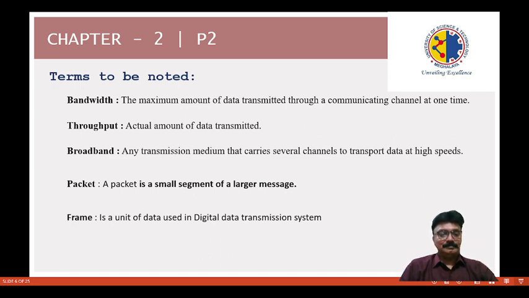Then frame, as I told already, is a unit of data used in a digital data transmission system. A unit of data. Generally frames will be in 32 bits, and we'll see that in our further slides. Yeah, a packet is a single data unit, PDU.